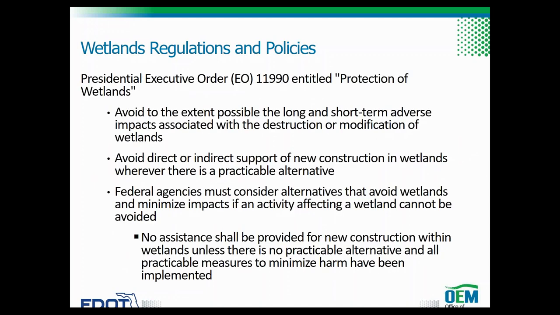In 1977, Executive Order 11990, entitled Protection of Wetlands, was issued. This executive order establishes a national policy to avoid, to the extent possible, the long and short-term adverse impacts associated with the destruction or modification of wetlands, and to avoid direct or indirect support of new construction in wetlands wherever there is a practicable alternative.